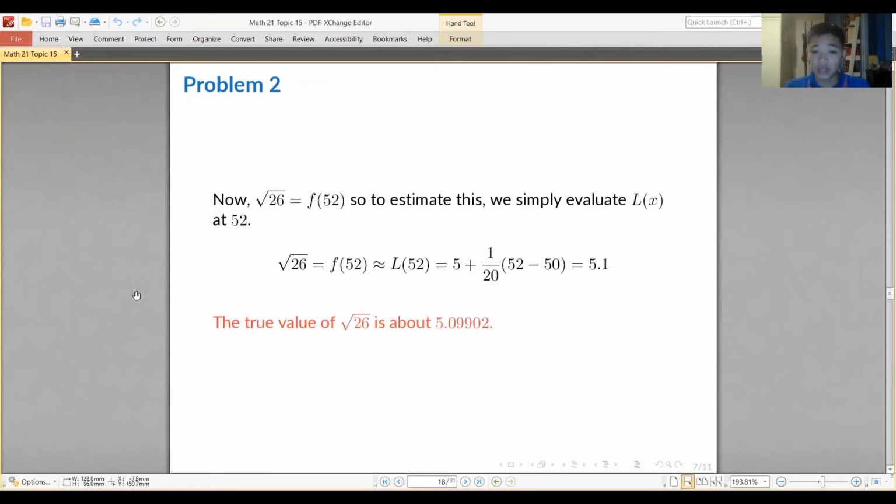And then just to check if our answer is really close to the true value, you can solve for square root of 26 using your calculator. You'll get 5.09902, and so on, it keeps on going. And as you can see, it's very, very close. Thus, this problem shows the usefulness of local linear approximation when dealing with problems like these.